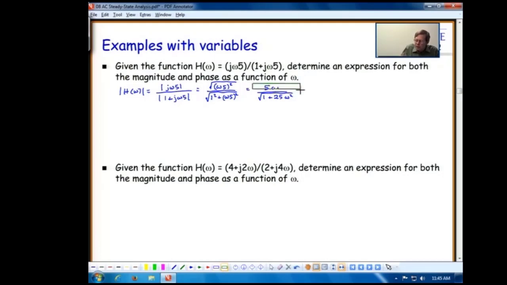the square root of 1 plus 25 omega squared. This is the magnitude of this expression. Remember, the omega is a variable, and we can plug various values in there for the variable and compute the magnitude for different values of omega.